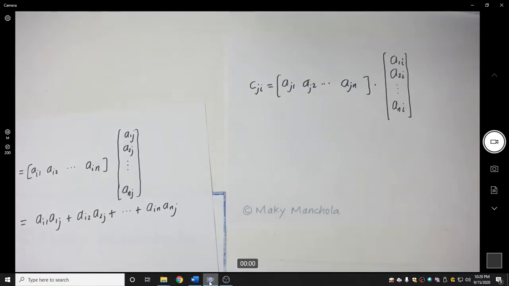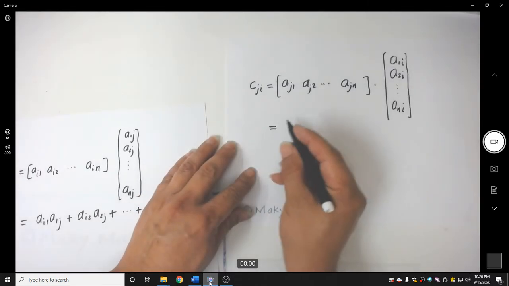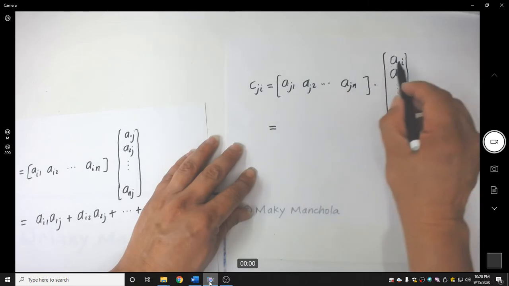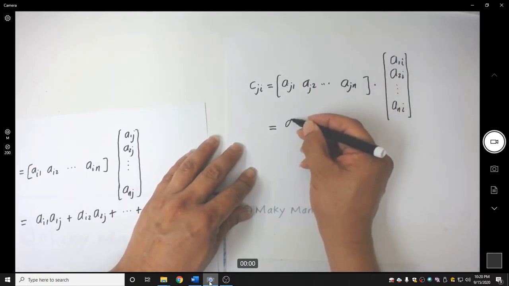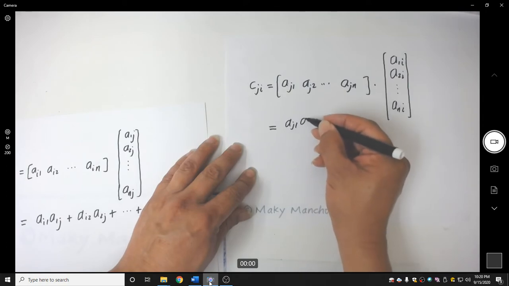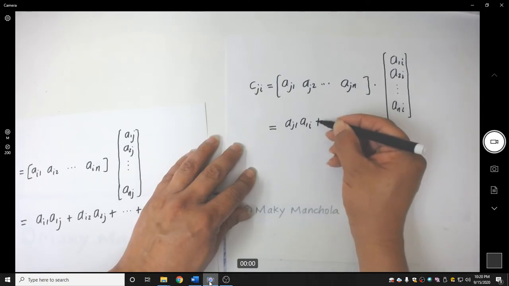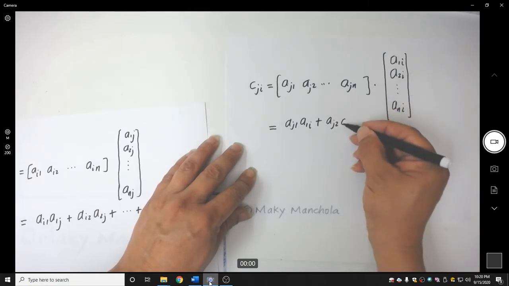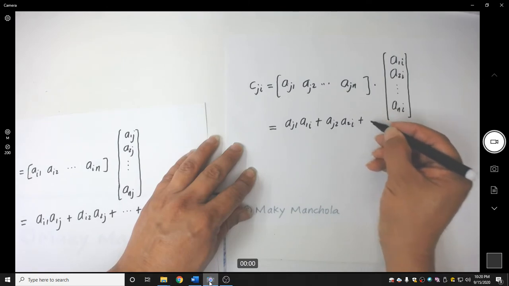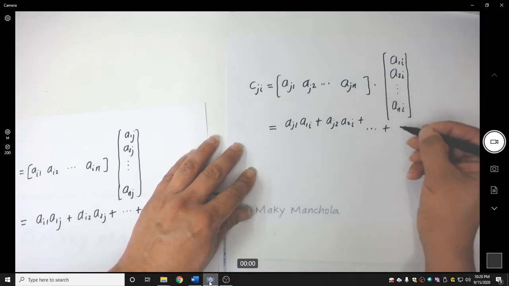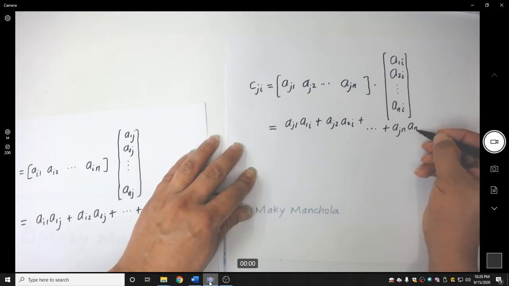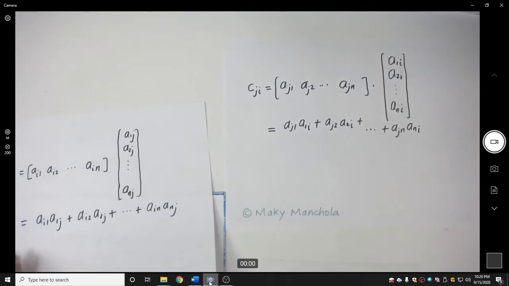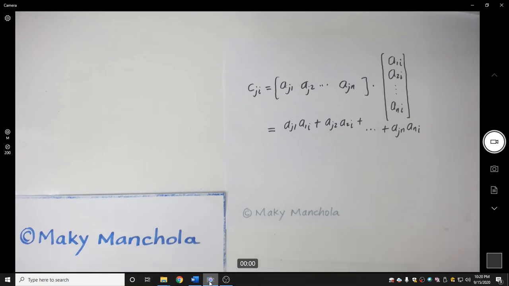Now, let's work this out, compute it out. So A_j1 A_1i, plus A_j2 A_2i, plus dot, dot, dot, plus the last one, A_jN A_Ni. Now, if we are to compare them right now, it does not appear that they are the same results.